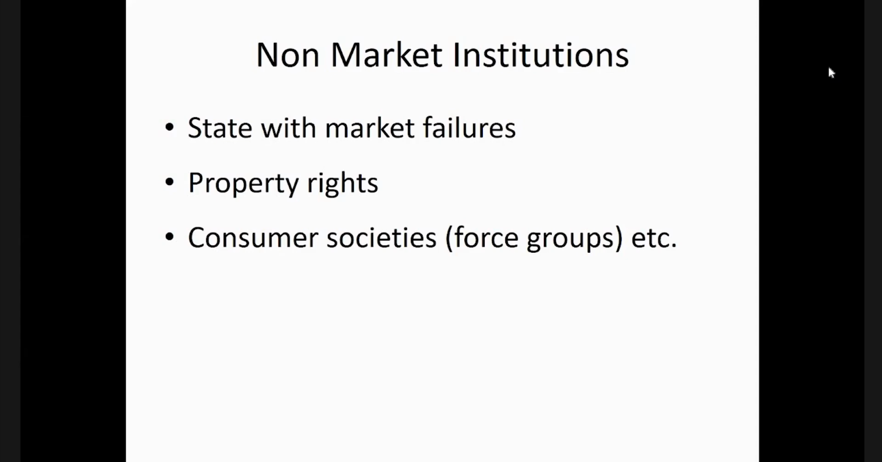And finally, force groups. We say consumer societies. If you watch television news, you find there are many consumer societies, right? The egg society and transport, so bus user society, train user society, and there are many societies. These are called consumer societies. We have consumer societies as force groups in the market economy. So market works freely. At the same time, consumer societies get intervened. They say the price is so high, why don't you reduce the price? Likewise, they do their bargaining. Right? So these are called non-market institutions.